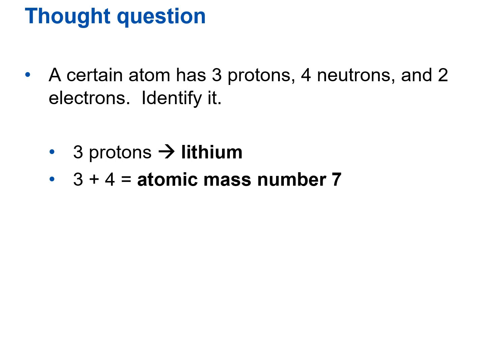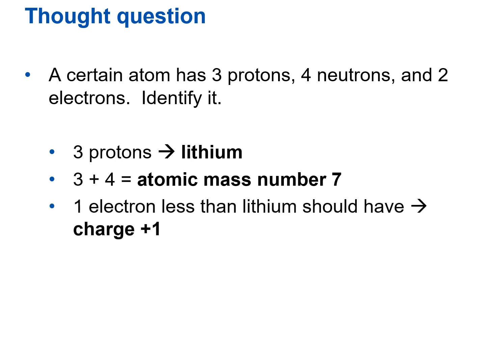And finally, we need to think about its charge. Lithium has 3 protons. This particular atom only has 2 electrons. So you should think, if it were neutral, it would have 3 electrons, matching the number of protons. But it doesn't. It only has 2 electrons. That tells us that 1 electron has been stripped away. So we can say that it's singly ionized. We can also say it has a charge of +1. So the answer is we have singly ionized lithium-7.